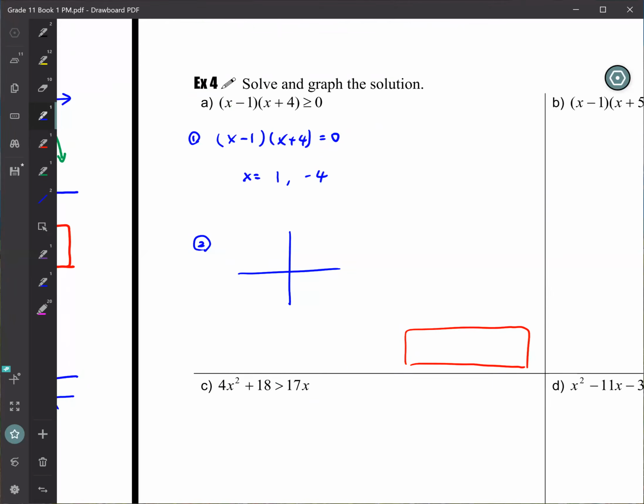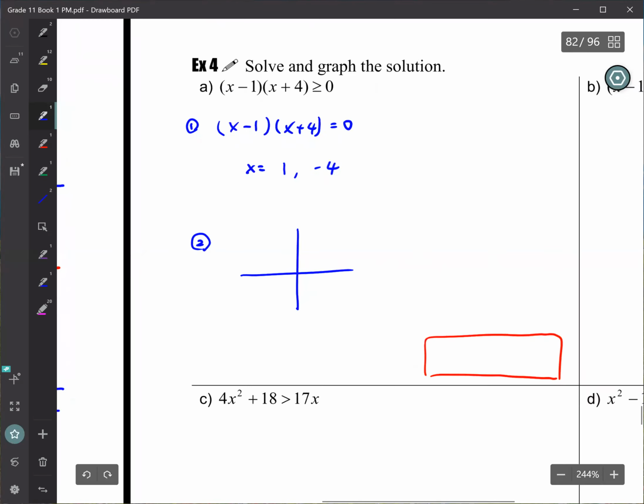Okay, then start graphing. Graph the roots, graph the parabola, and think about open up or down, right? First question is to think about open up or down. Second question is, do we want above or below, okay? One and -4.